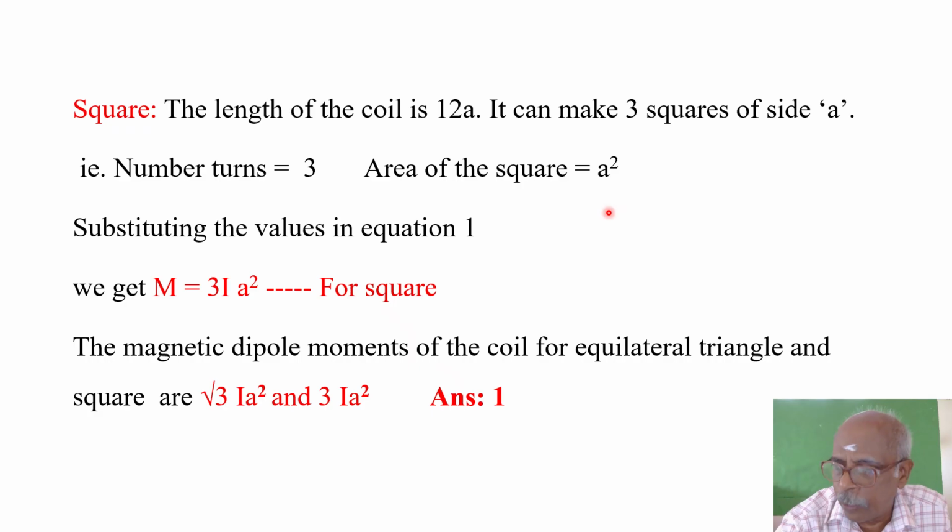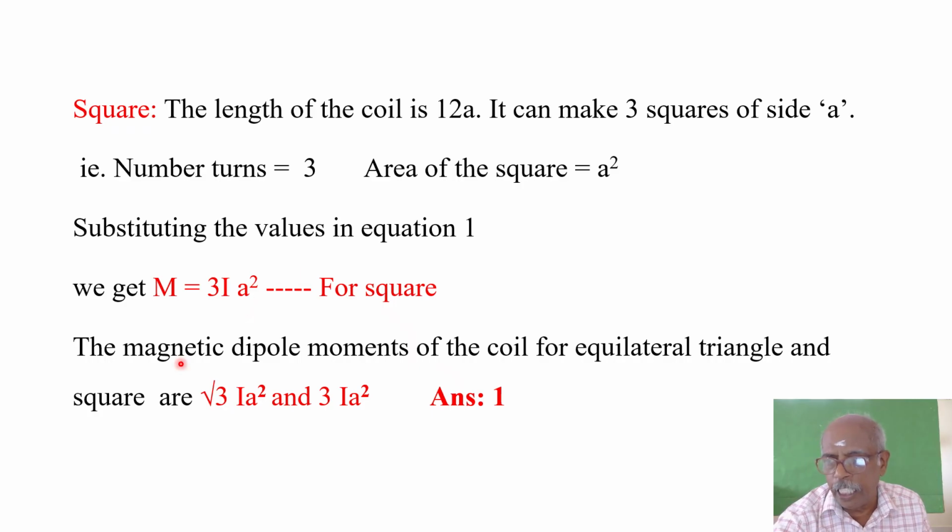What is the area of the square? For a triangle, the area is 1 by 2 into base into perpendicular distance, but in the case of a square, the area is a square. So substituting the values in equation 1, M is equal to N I A: 3 is the number of turns, I is the current, and A is the area enclosed by the coil, a square. So it is 3 Ia square.